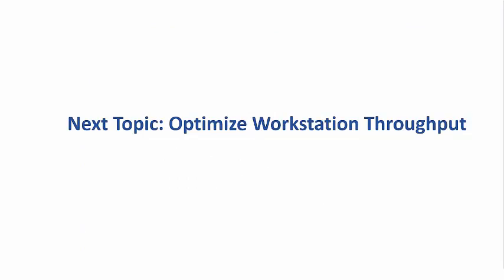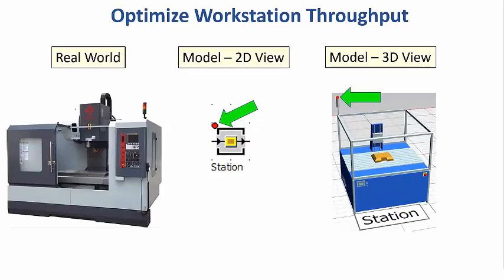Our next topic will show how to optimize workstation throughput. In discrete event simulation, many workstations like drills, lathes, and CNC machines can be simulated with a single Plant Simulation station object, which can be viewed in 2D and/or 3D.